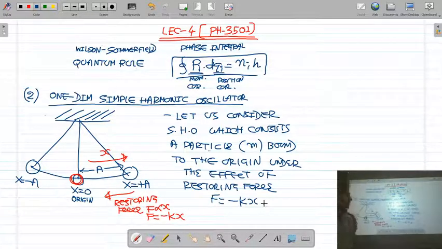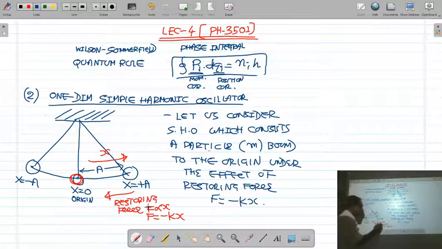Let us consider a simple harmonic oscillator which is a particle of mass m. You can take the example of a simple pendulum, a particle of mass m oscillating about the equilibrium position x equals 0 between two endpoints plus and minus a under the effect of restoring force F equal to minus kx. Why is this force taken as minus? Because when the oscillator makes a displacement x on the right hand side, this force acts opposite, on the left hand side, so the restoring force is taken as minus.